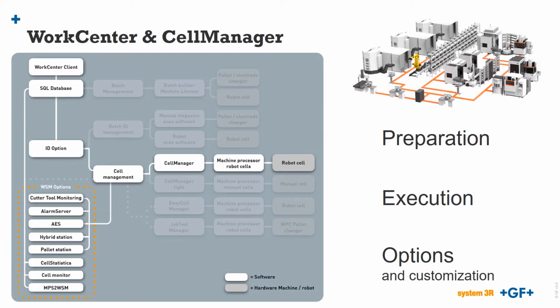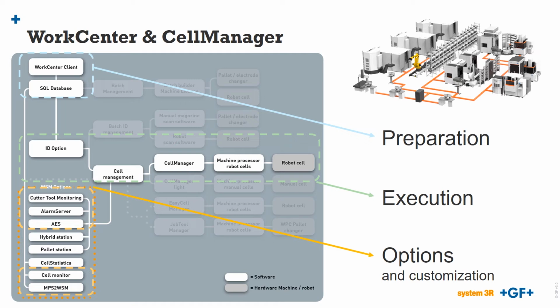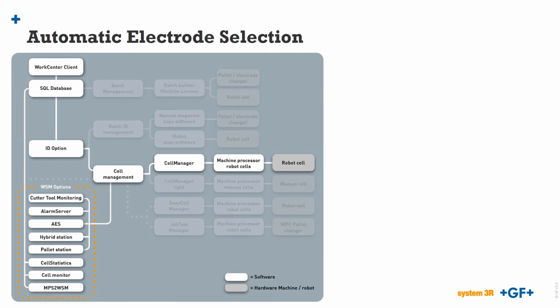Automatic Electrode Selection can be used in an automation cell managed by the System 3R Advanced Software Package, made of Workcenter and CellManager. Automatic Electrode Selection is dedicated to die sinking EDM machines in the automation cell, when serial production is required, with many identical electrodes being used.